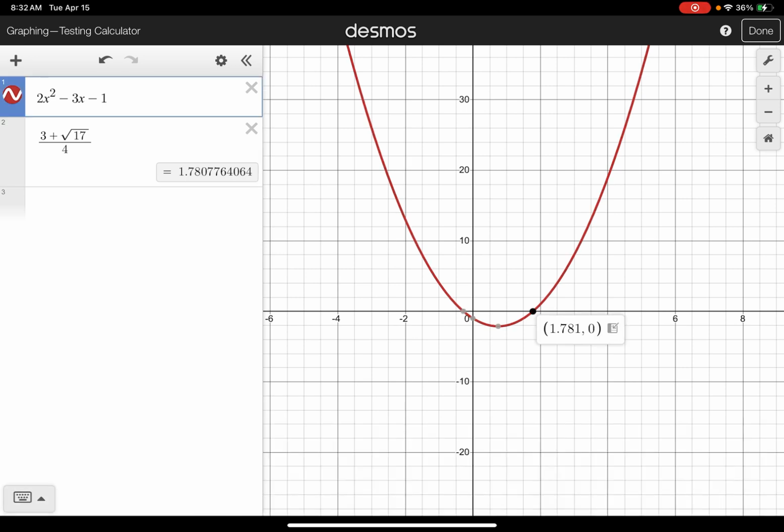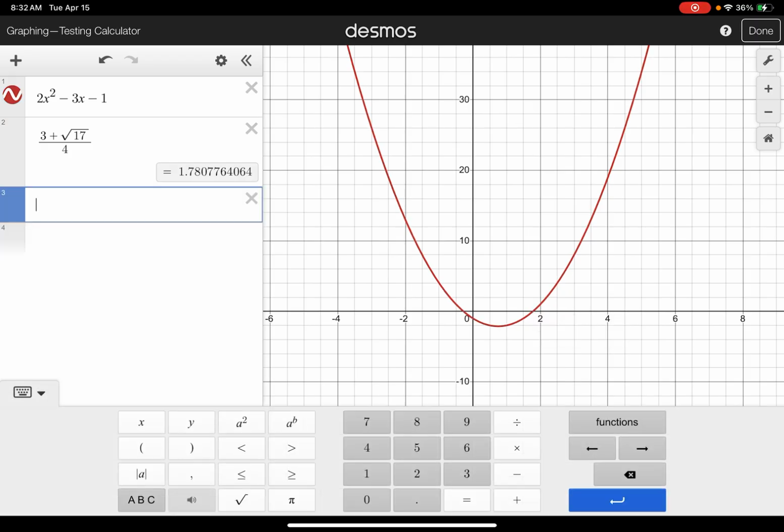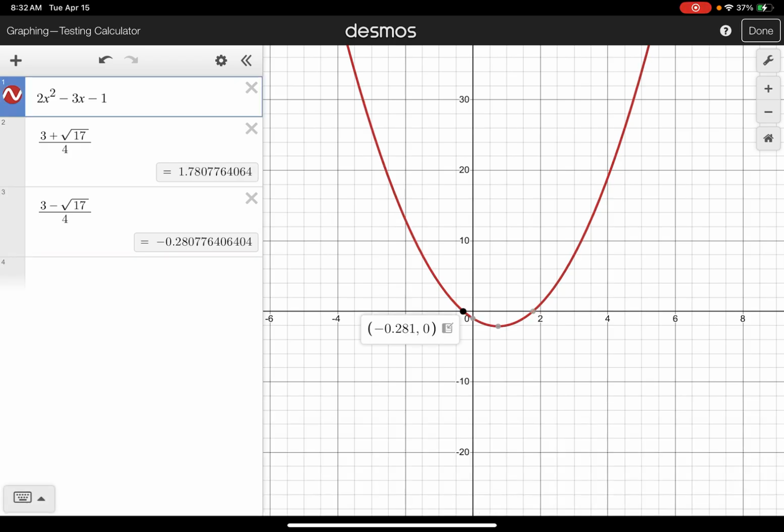And that is exactly what Desmos is telling me over here, right? So they totally match. And then obviously you don't have to check the other one necessarily, because if the first one matches, I'm sure you're good to go, right? But if I type in 3 minus the square root of 17 over 4, Desmos tells me that's negative 0.281, and that's exactly what it's telling me over here, right?